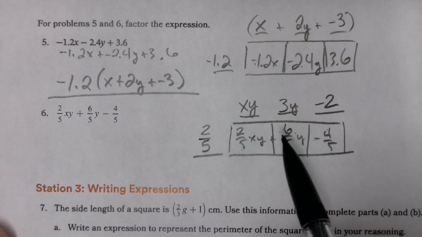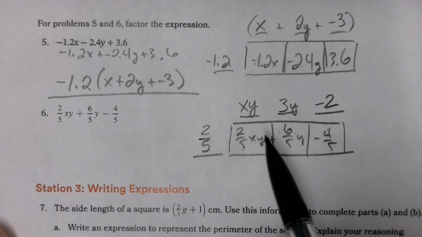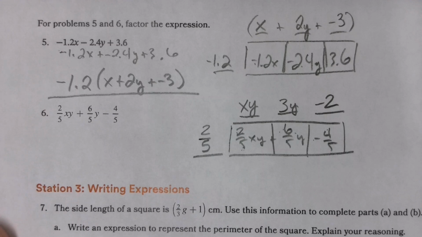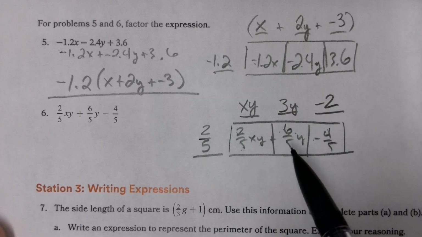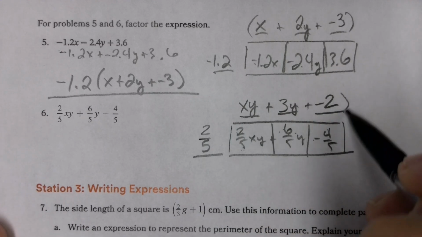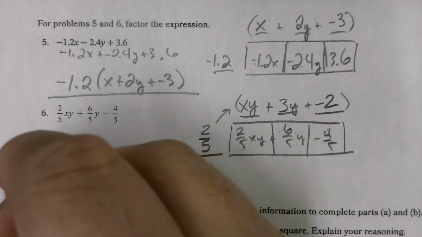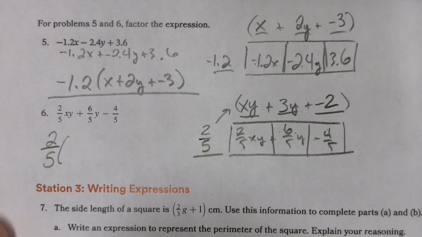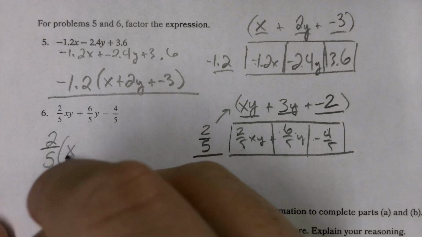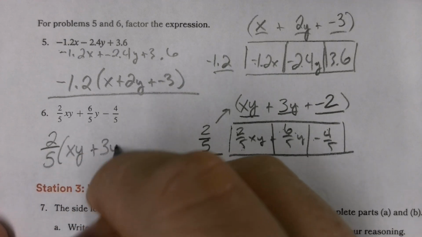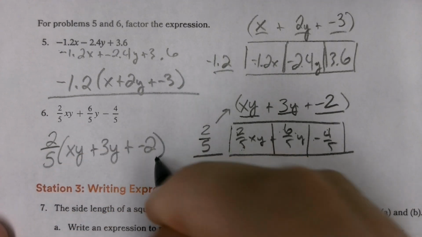The reason that we're not pulling a y out as well is because not all terms have that y in there. So we put those plus signs between, we move up our distributor, 2/5 times xy plus 3y plus negative 2.